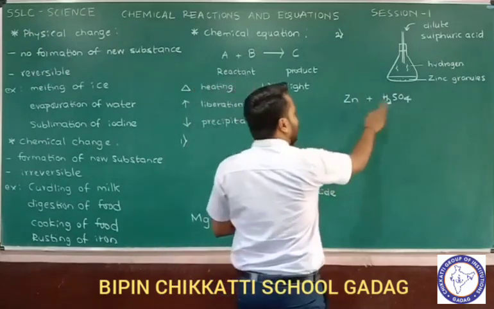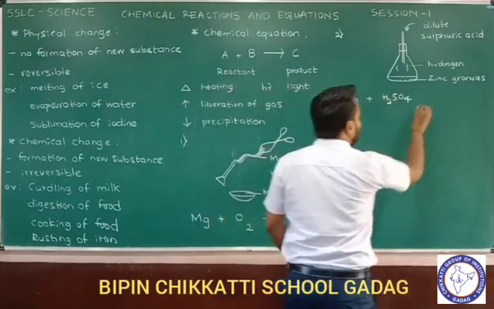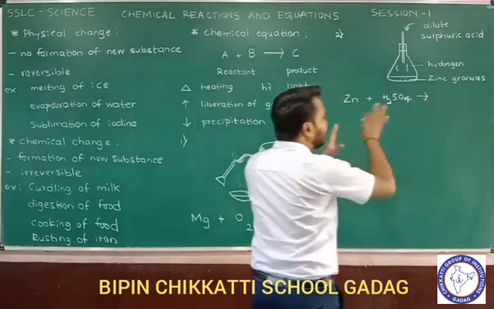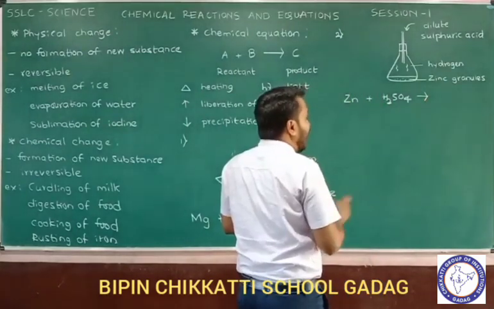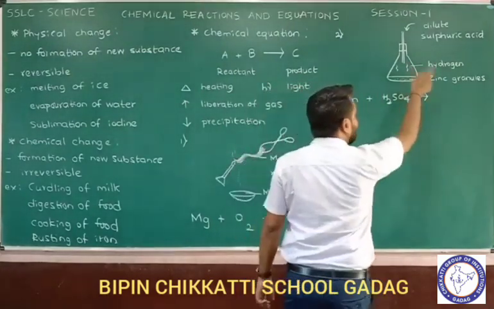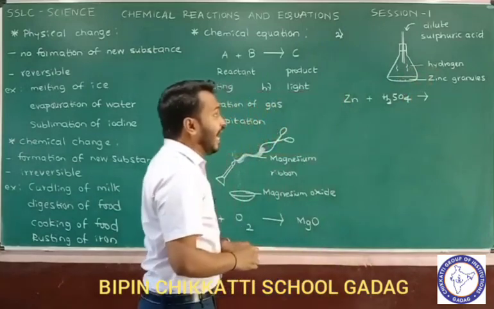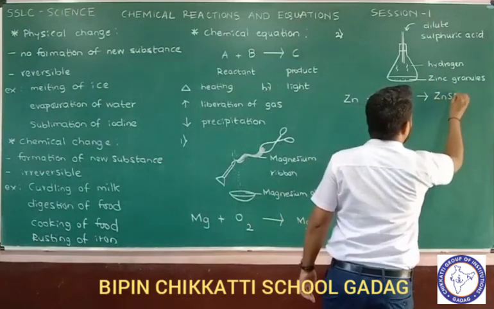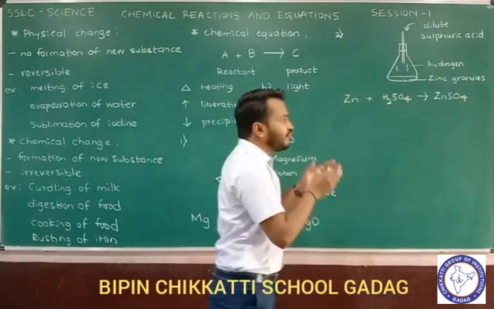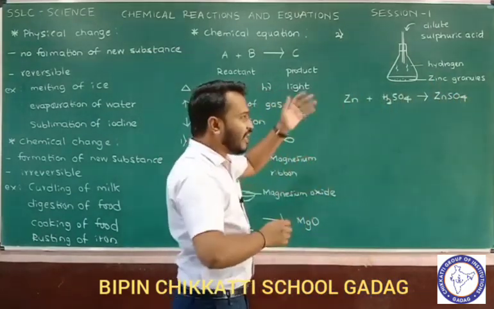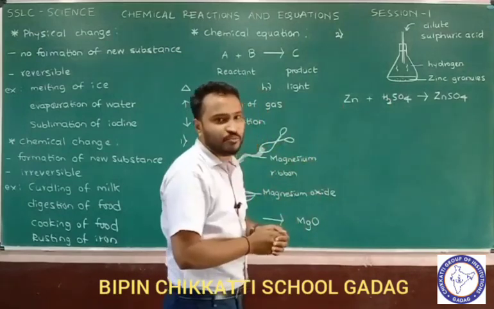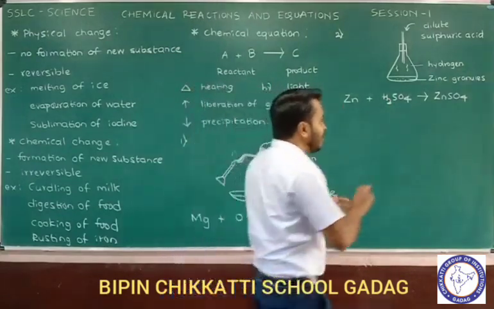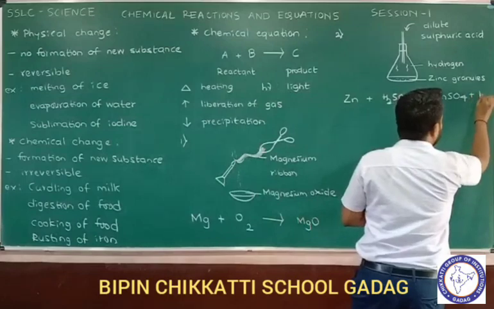So these two are going to combine, these two are going to react here. And what are the new products we are going to get? One we know very well, that hydrogen gas is going to be eliminated. So the product we are going to get is ZnSO4, which stands for zinc sulfate. Zinc valency 2 plus, SO4 valency 2 minus. You are going to get zinc sulfate, and the gas released will be hydrogen.